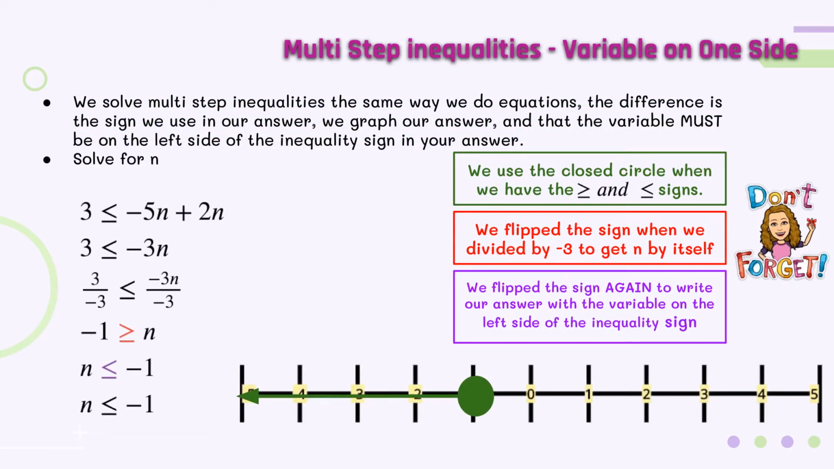This example, 3 is less than or equal to negative 5 plus 2n. I'm combining my like terms first, and then I'm going to divide both sides by negative 3. And by dividing by negative 3, I had to flip my sign here. So I'm left with negative 1 is greater than or equal to n. But then, because my variable is on this side and I need it on this side, I need to flip the whole expression.